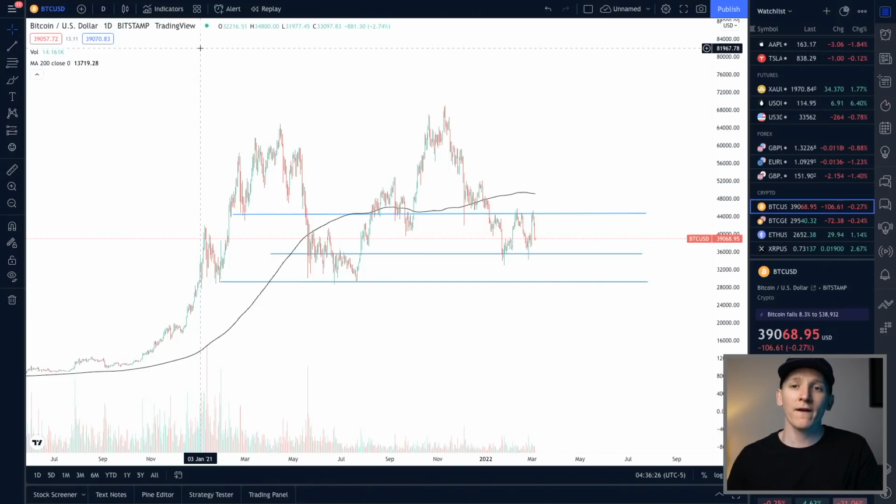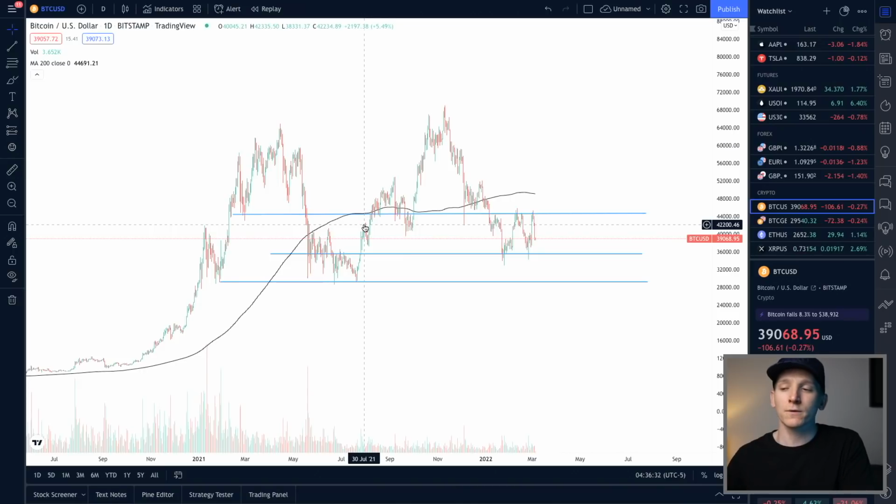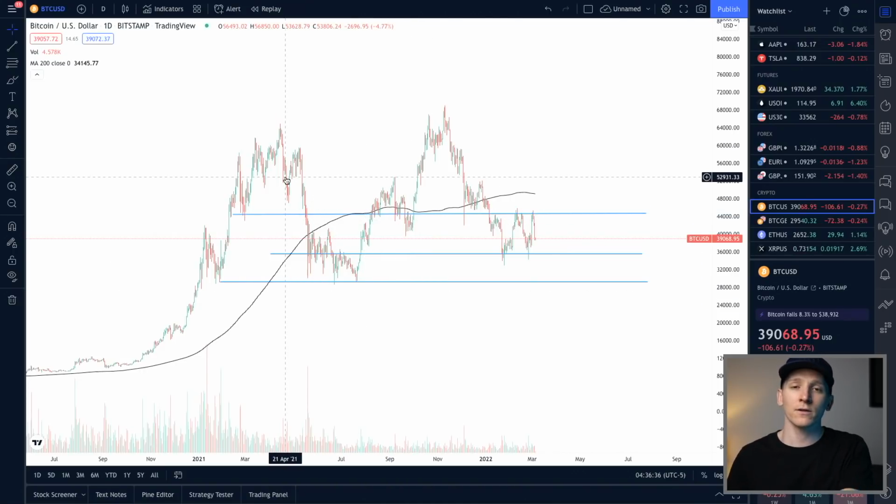Also, if you want the best free tool, I recommend TradingView. This is completely free. There is a paid version, a pro version, but you don't need it. Most of the best stuff is for free. So I'll leave that linked in the description as well.